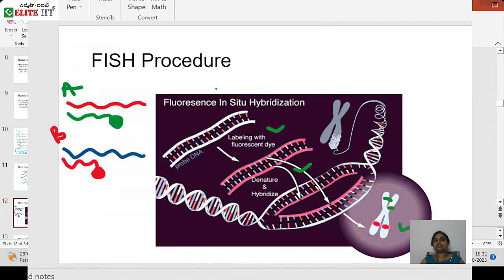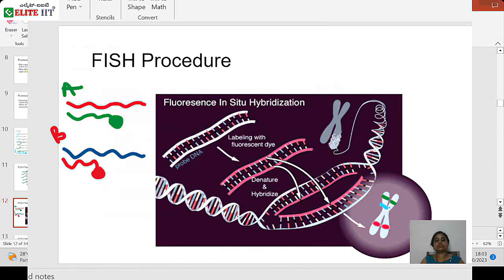Now, this is the method of FISH, fluorescent in situ hybridization: labeling with fluorescent dye, denaturation, then hybrid formation, and you can visualize it. If you are adding only one fluorescent compound and one probe, then you get only one band in the chromosome. But if you are adding multiple colors for multiple segment identification, then you can get multiple colorful bands in the chromosome. Okay, nothing else. Multiple FISH.